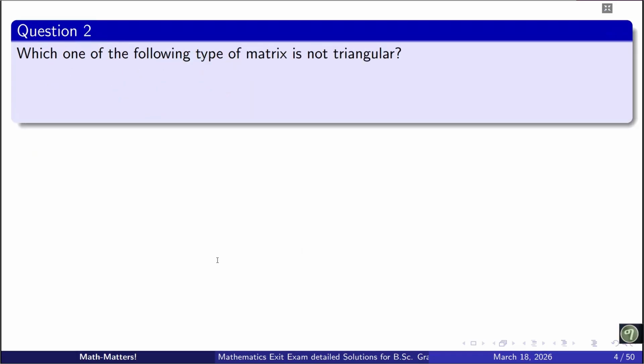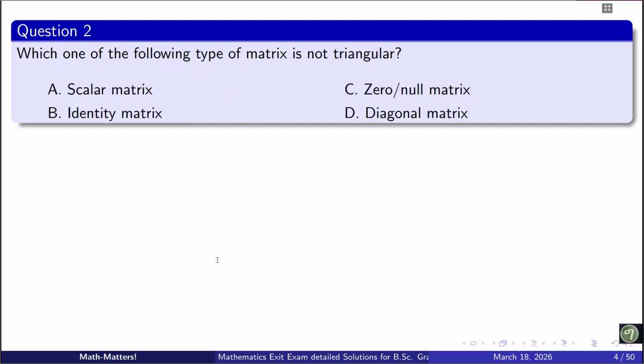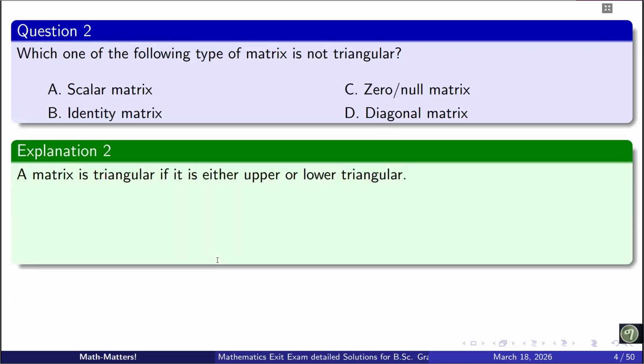Second question: which of the following types of matrix is not a triangular matrix? You know what a triangular matrix is. First, for a given matrix to be triangular, it needs to be a square matrix, having the same number of rows and columns. A matrix is said to be triangular if it is either an upper triangular or a lower triangular matrix.